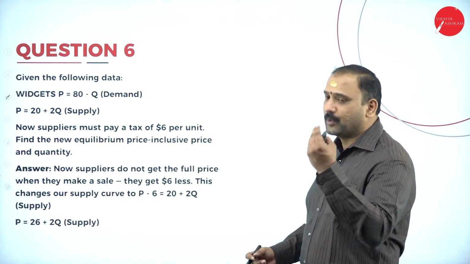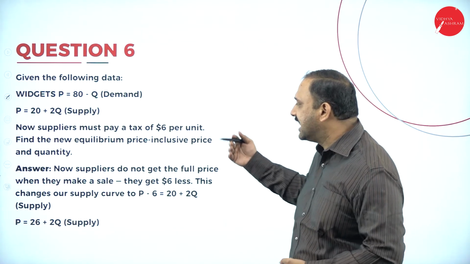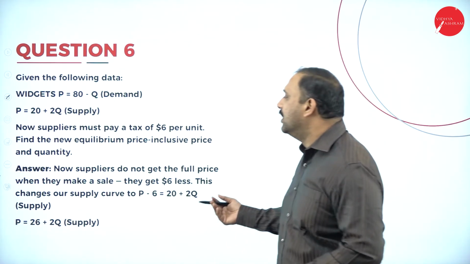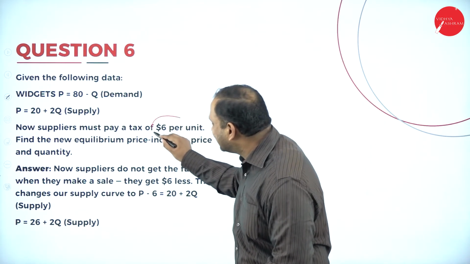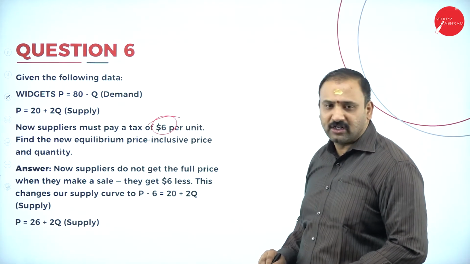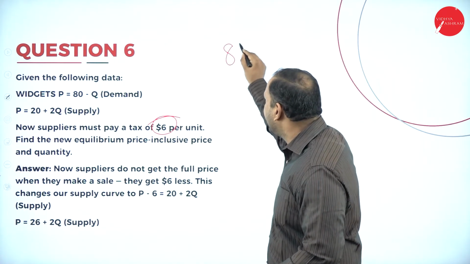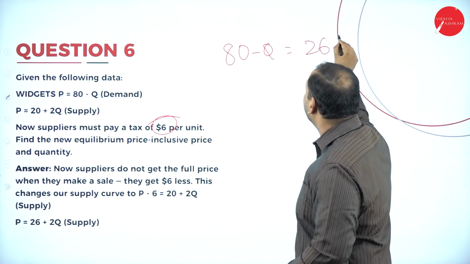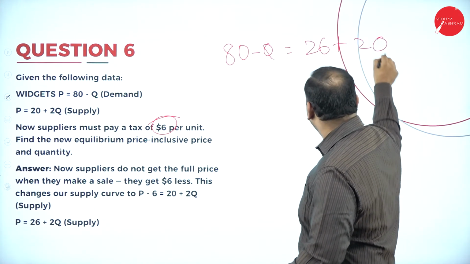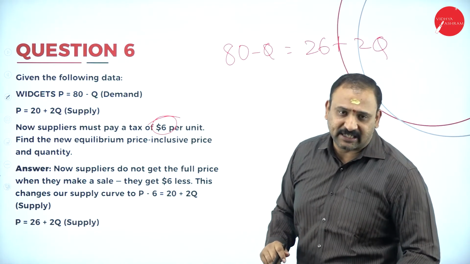Moving further, question number 6, again the same kind of thing. The only thing here is that we might change the number. Why? Because now the suppliers are getting full price. So here a tax factor of $6 is being added. So what is going to happen is that the same 80 minus Q will now become equal to 26 plus 2Q. Why is 6 being added? Because there is a tax factor that has been added.